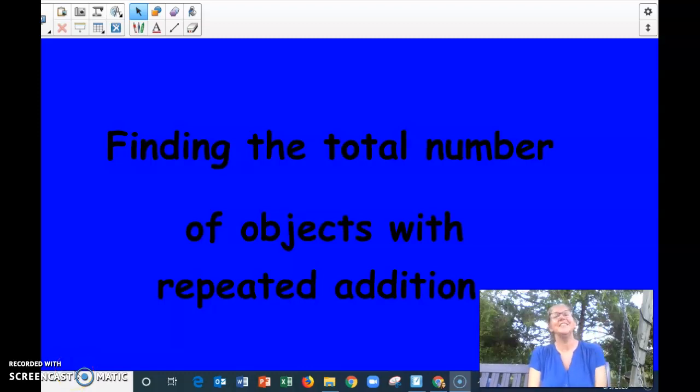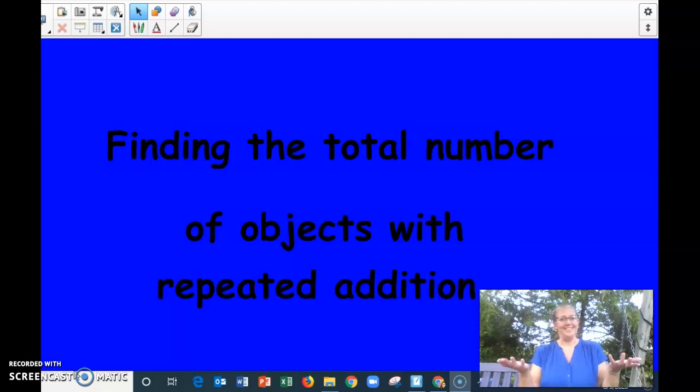Hey guys, this is Miss Savage, and I am so excited that we're getting ready to start our new third grade content for math. Last week we did some second grade review, but this week we're ready to get started with third grade stuff. So we're going to start off today with finding the total number of objects in a group. We're going to use repeated addition to do that to start with, and then we'll move on, and before you know it, you may just be multiplying today.